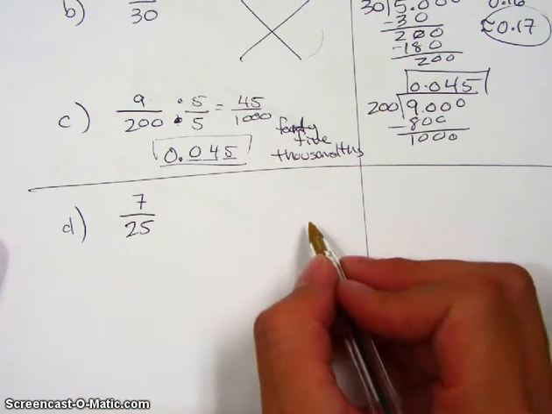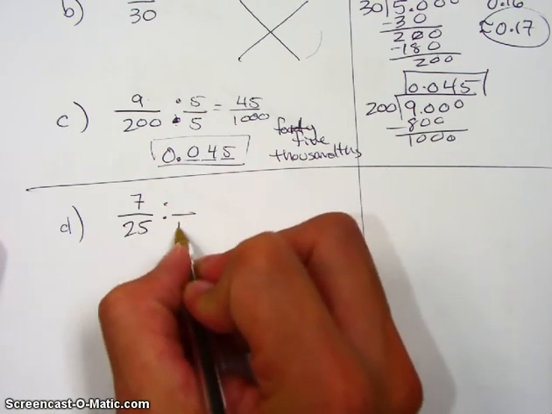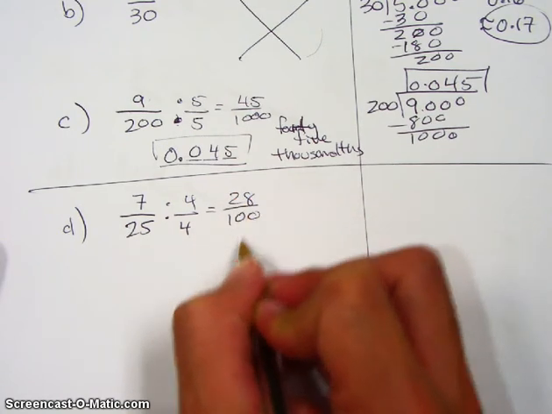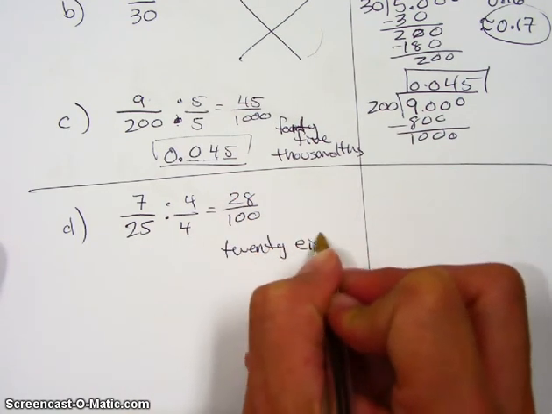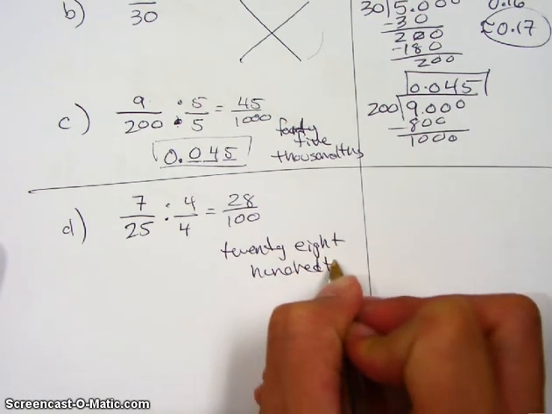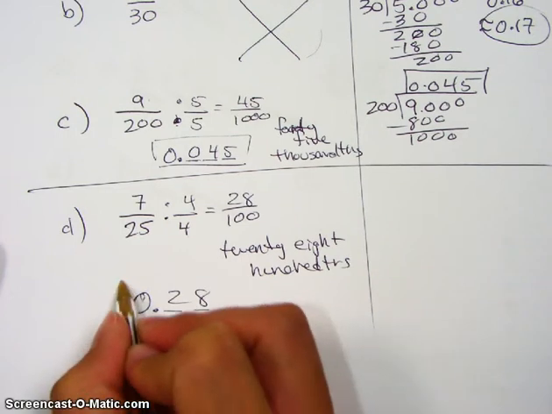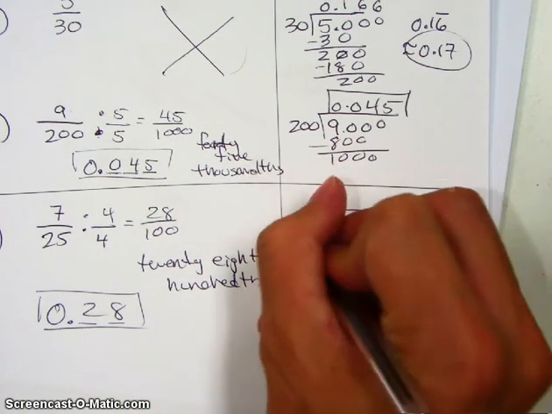Last one here. This one would probably be better not to divide, but to go ahead and multiply both of these by 4. If I multiply by 4, I get 28 over 100. You would say that's 28 hundredths. And so I would say the hundredths spot, tenths, hundredths, 28 hundredths would be just right there. But you can also divide it. You can say 7 divided by 25.